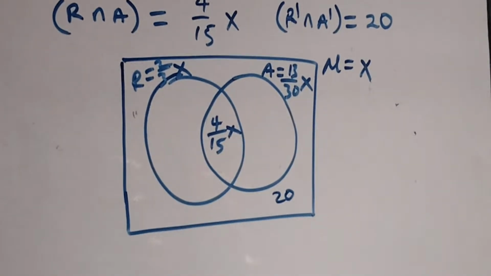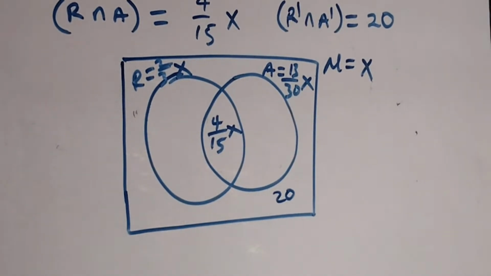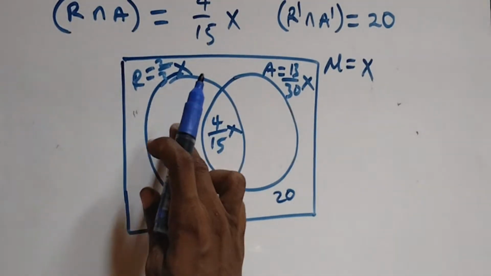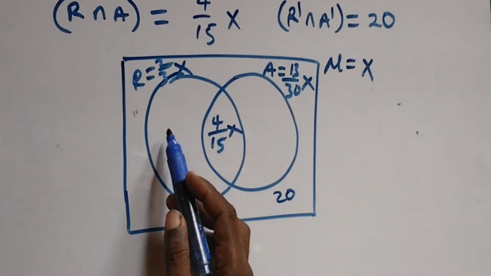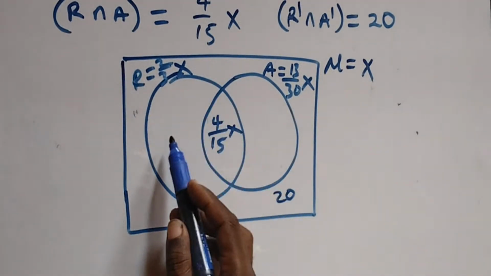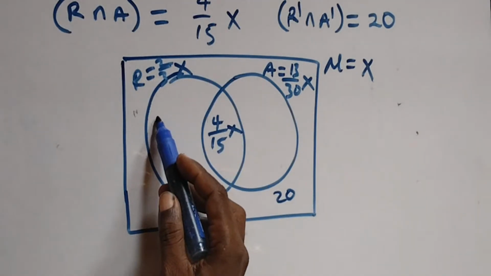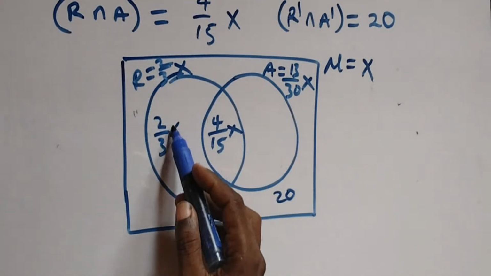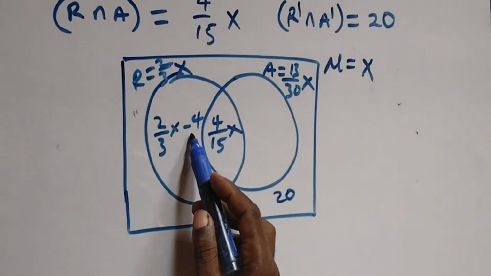So now, what are we doing now? We want to find this region. This region is road only. How do we get road only? Easy. Everything here is two-thirds. So subtract this. So that will be 2 over 3x minus 4 over 15x.